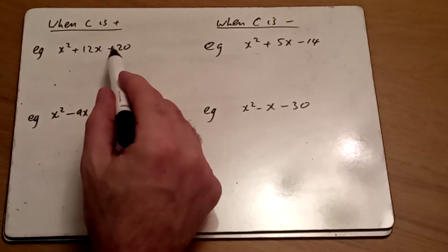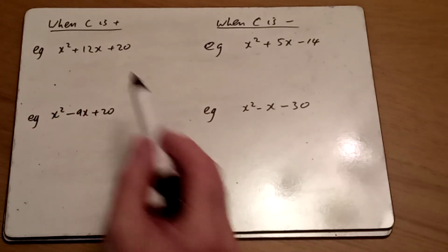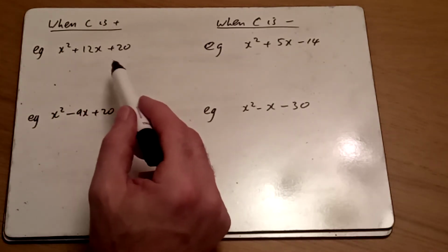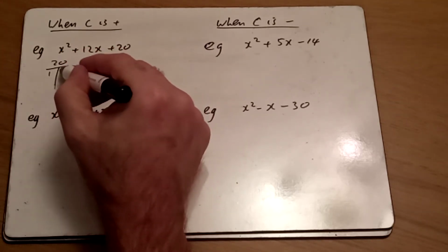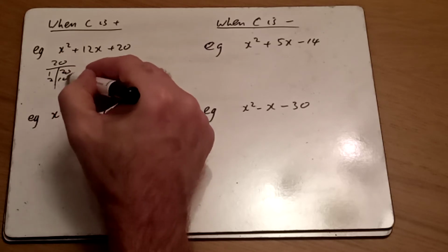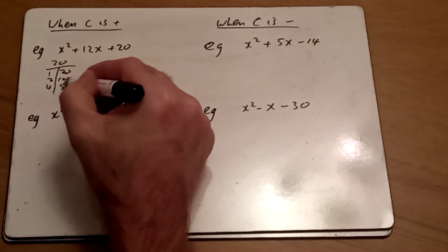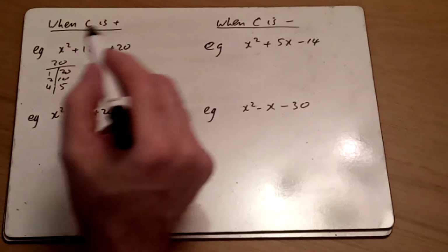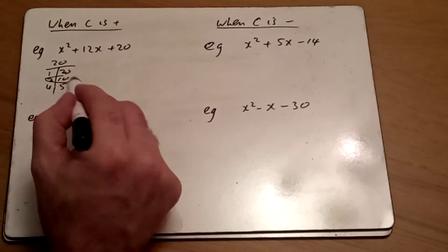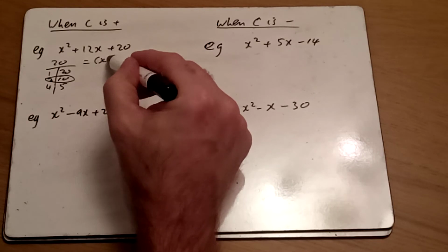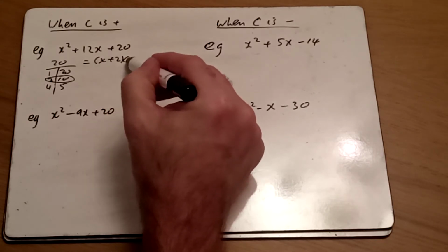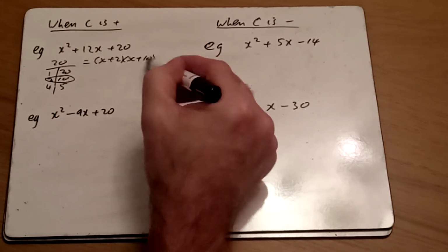When it's plus at the end, well, it's quite straightforward. I can think of factors of 20 that add up to 12. So let's look at 20 again. 1 and 20, 2 and 10, 4 and 5, like that. And I can think to myself, well, 2 and 10 make 12, so it's quite straightforward. All right, x plus, either way around, doesn't matter which way around you write them, x plus 2, x plus 10.